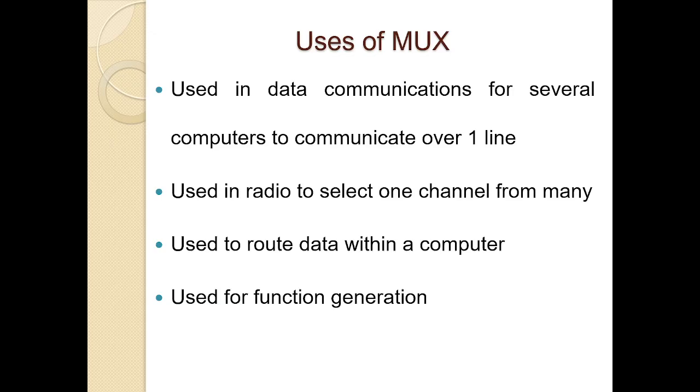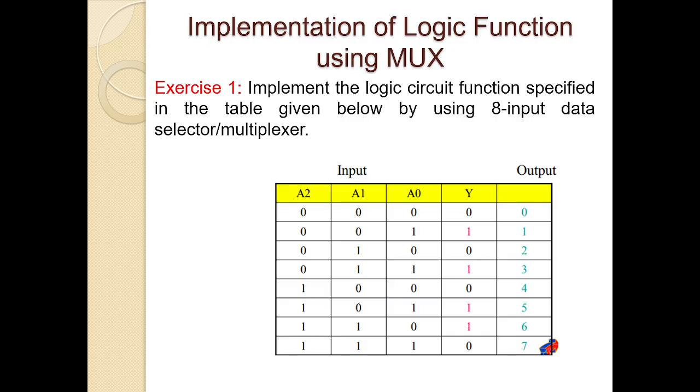Likewise, we can design a 16:1 mux, a 32:1 mux, whatever we want, like this. The uses of a mux: it is used in data communication for several computers to communicate over one line, used in radio to select one channel from many, used to route data within a computer, and used for function generation.